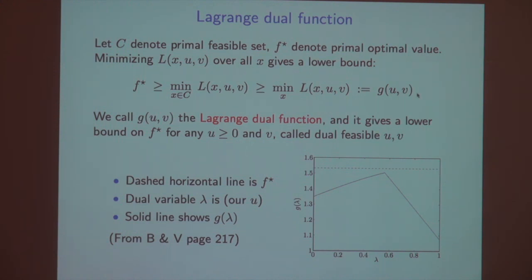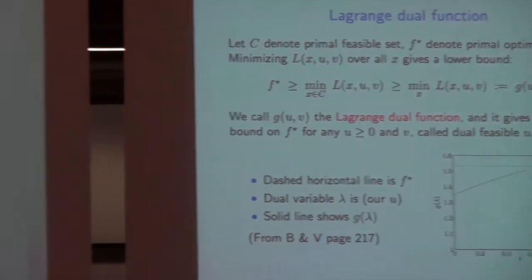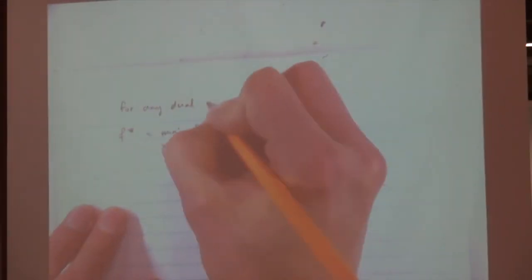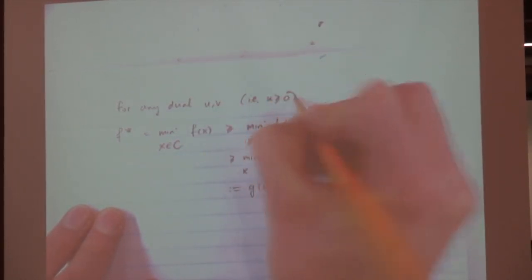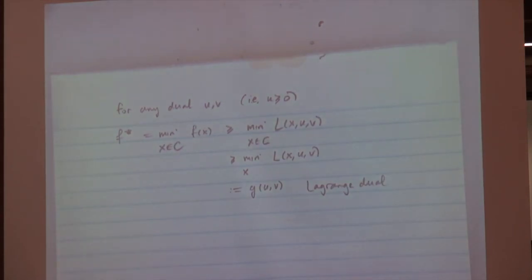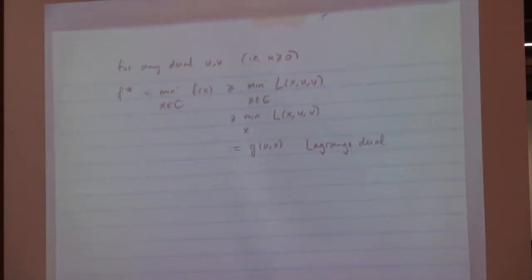Jersey, yeah? In the equation on that slide, for the inequalities to hold, you have to have u greater than or equal to 0. Right? That should be. Yes. Right, so I think that's written down below, but you're right. So this is only true, it's an important point, for what we're going to call dual feasible u and v, which means that u has to be component-wise bigger than or equal to 0. An important point.